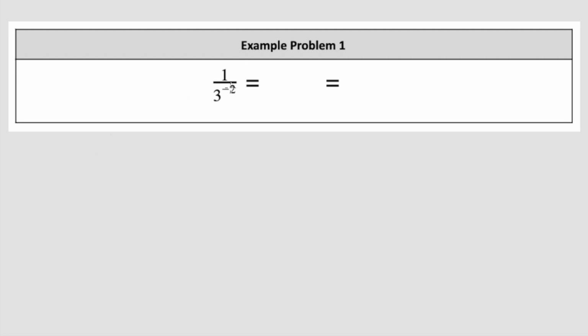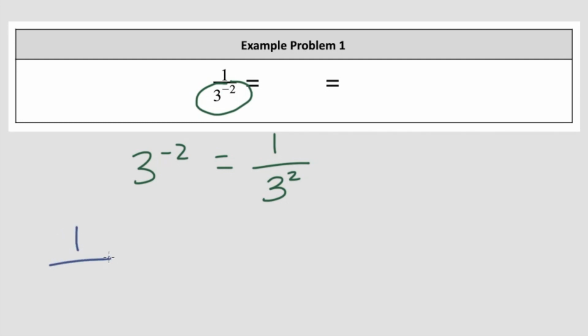We have here 1 over 3 to the power of negative 2. Well, I'm actually not going to start out by solving that out. I'm first going to notice that 3 to the power of negative 2 is equal to 1 over 3 to the power of 2. I know 3 to the power of 2 is equal to 9, but I'm not going to solve this part out. Instead, I'm going to keep it as is, and you will see why. Well, if I have a negative power of an exponent in the denominator, I can multiply the numerator by the reciprocal of the denominator. So let's look at what we have here.